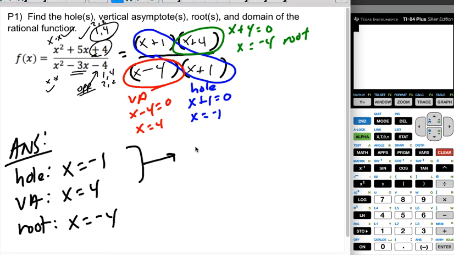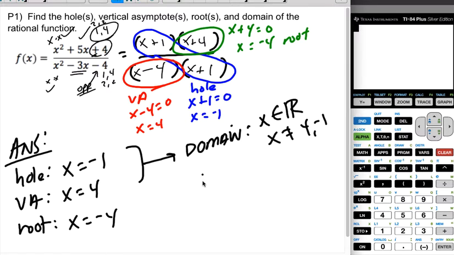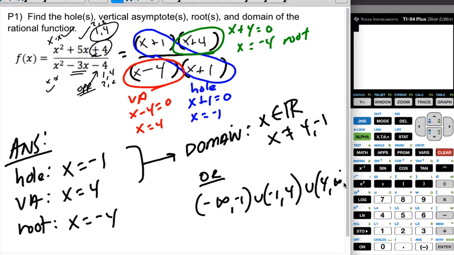And I use these two together to get to the domain, which is all real numbers. So I can write x is an element of reals, but x can't be 4 or negative 1. That's one way to write it. The other way to write it, if you like it better, is negative infinity to negative 1, skip over negative 1 to 4, skip over 4 to infinity. I think it's easier to write it like this.